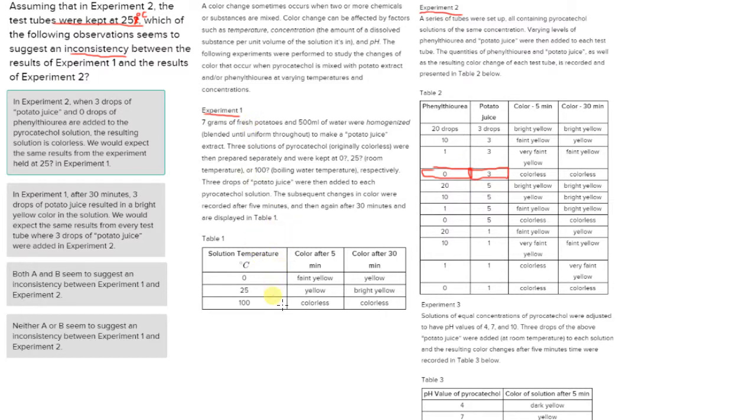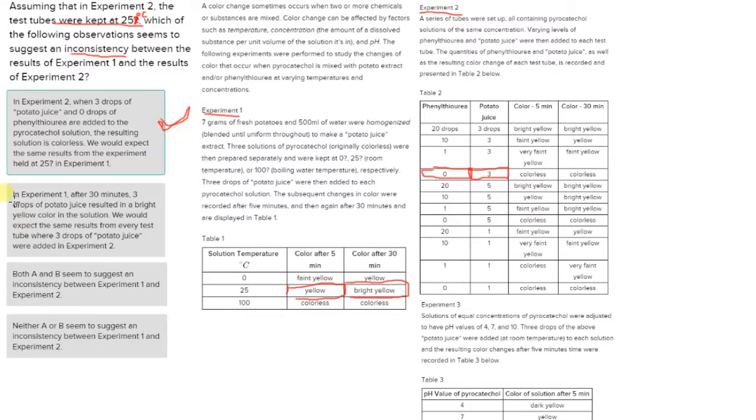Looking at experiment 1 at 25 degrees Celsius, we see that the color after 5 minutes is yellow, and the color after 30 minutes is bright yellow. What they're suggesting is that since we're not adding any phenolthiourea and we're only adding 3 drops of potato juice here, which is the same thing we added here, to solutions that are similar or identical at 25 degrees Celsius, we should get the same result. We have the same solution of pyrocatechol at 25 degrees Celsius, and we're adding the same thing, 3 drops of potato juice, no phenolthiourea. We should be getting the same color. And that makes sense. Because we're not getting the same color in these two experiments, it seems that there's something off. So we're going to hold on to that answer as a possibility.